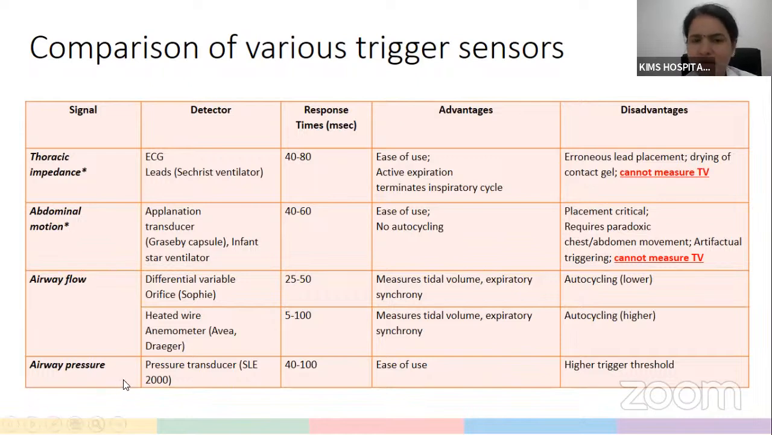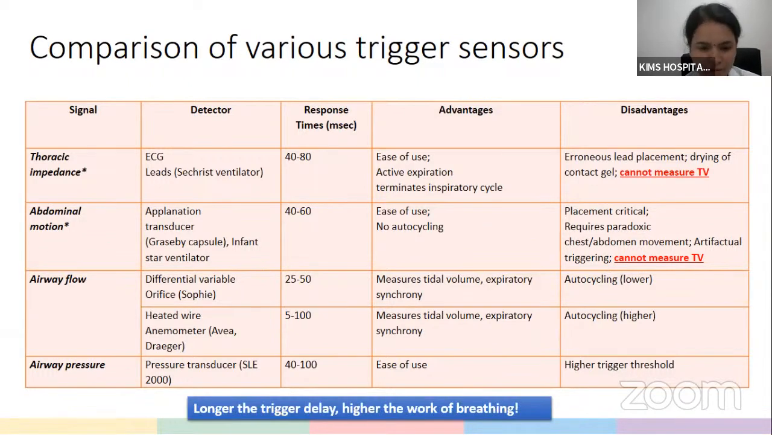The pressure transducers are typically seen with all SLE ventilators. So in SLE 2000, there is no flow sensor. So it only works on the pressure transducer. So here the negative pressure of the baby is used as the trigger sensor. The disadvantage is that a pressure sensor is relatively insensitive when compared to a flow sensor. So it requires a higher patient effort for the pressure sensor to work as the trigger.